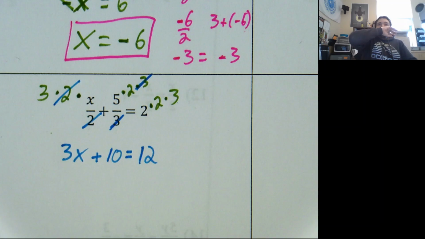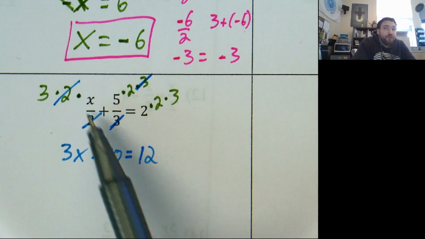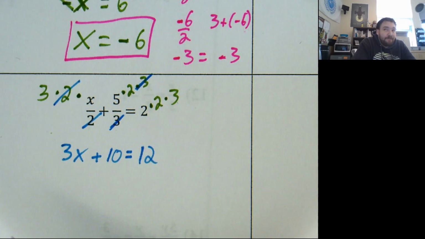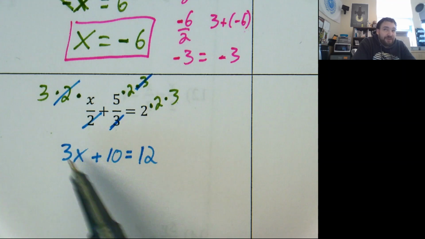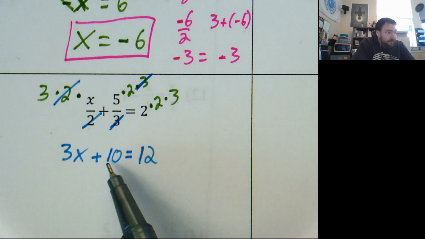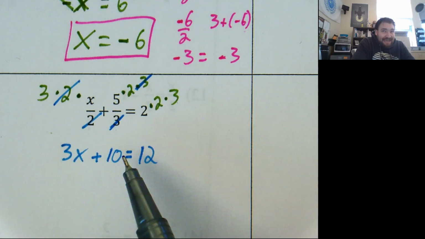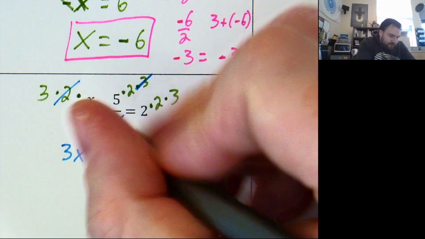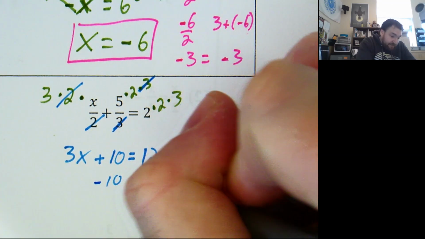So instead of multiplying by the LCM, if you break it up like this, this allows you to pre-simplify, which can make your life a lot easier. Now this is relatively simple to solve. The first thing I'm going to do to isolate for this x is to get rid of what? The 10. I want to get rid of any term that doesn't contain a variable. So if I'm adding 10, the opposite of adding 10 is subtracting 10.